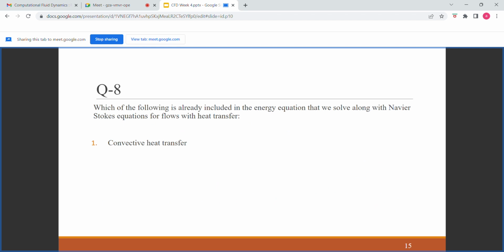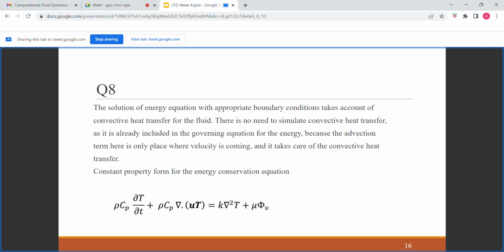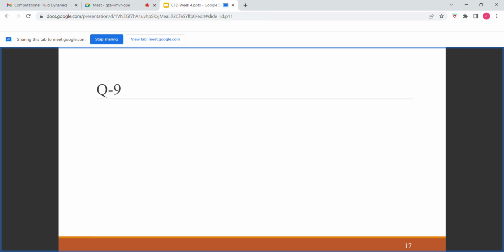Here we saw the question: which of the following is already included in the energy equation that we solve along with the Navier-Stokes equation. We found that the convective heat transfer term is already included, whereas boiling and condensation require additional modeling, and radiative heat transfer is a vast topic to be studied altogether. So the answer is option 1. We saw how the advective term, where velocity comes into the picture, takes care of the convection heat transfer. So we'll move on to question 9.